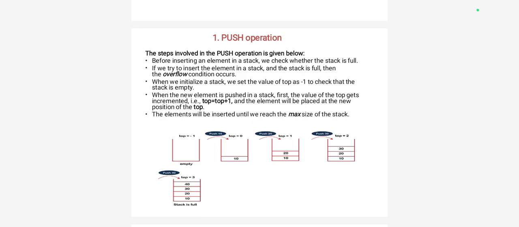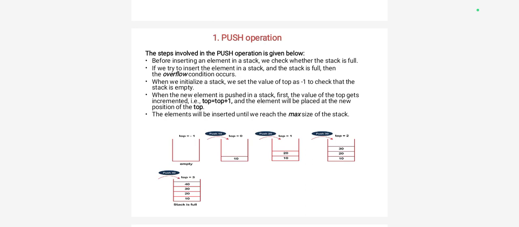When a new element is pushed in a stack, first the value of top gets incremented, which is top equals top plus 1. Initially top is -1, so top equals top plus 1 means -1 plus 1, which is 0. The top pointer points to location number 0, and then we can insert the element at location number 0. The elements will be inserted until we reach the max size of the stack. We can insert elements one by one until top reaches the max size minus 1 position.